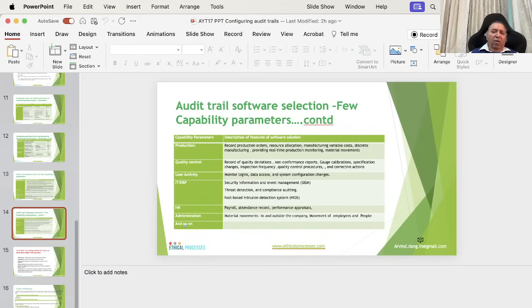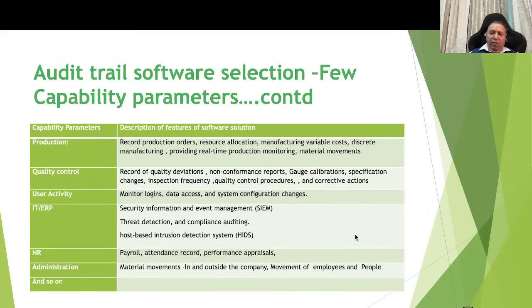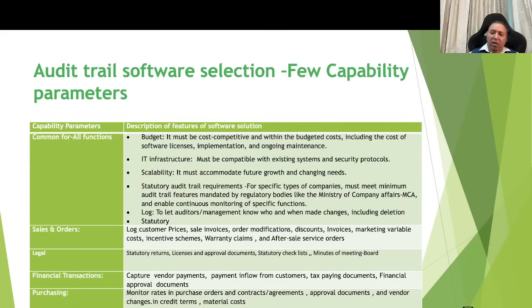Now there are a couple of local software which are available, which can be studied to evaluate whether such capability parameters are there or not. For example, in the context of India, there can be Zoho Books or Tally, etc. So one should evaluate whether these softwares which are being planned to be utilized have such audit trail capability parameters or not.